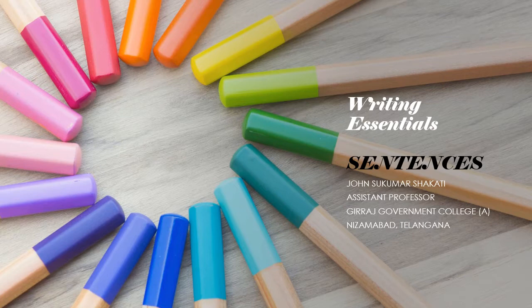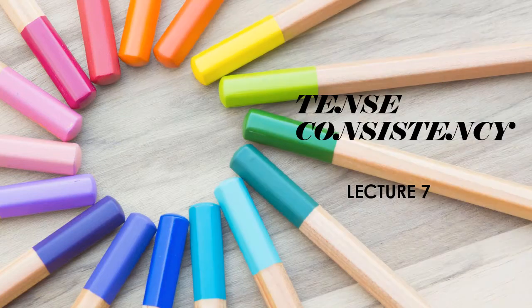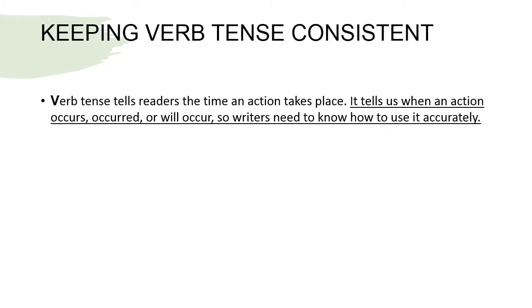In this series of lectures on sentences, this is lecture number 7, in which we are going to talk about tense consistency in sentences. Whenever we write a sentence, it is very essential that we keep the verb tense consistent throughout. The verb tense tells readers the time an action takes place. It tells us when an action occurs, or occurred, or will occur. So as writers, we need to know how to use it accurately.